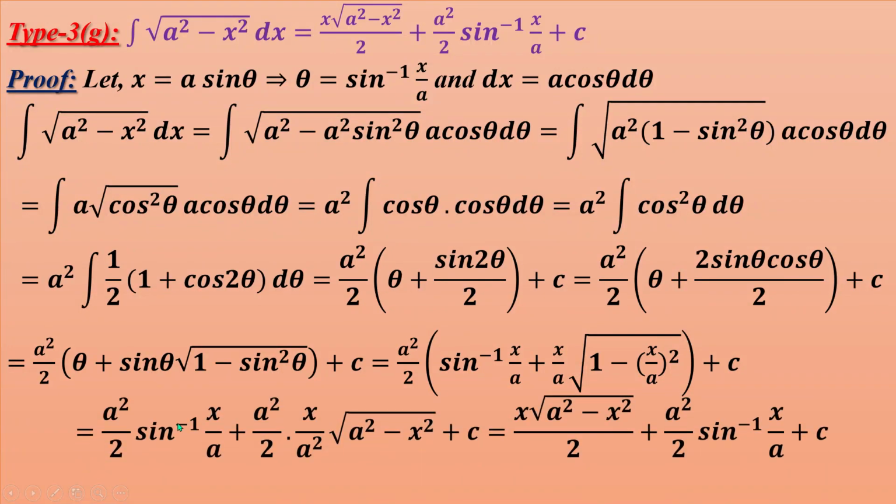Now calculate. We get a square by 2 into sin inverse x by a plus a square by 2 into x by a square into square root over a square minus x square plus c. That is, x into square root over a square minus x square by 2 plus a square by 2 into sin inverse x by a plus c. The proof is complete.